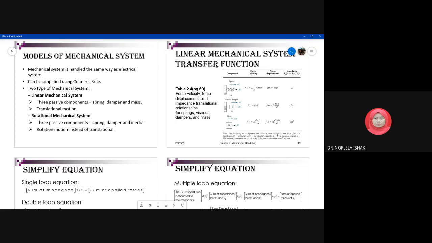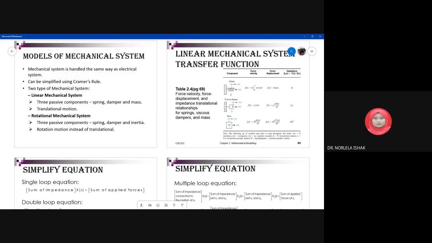The linear mechanical system is based on the translational motion, meaning the movement is linear, left to right or something like that. That is the movement of the linear mechanical system.